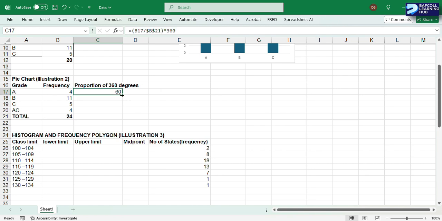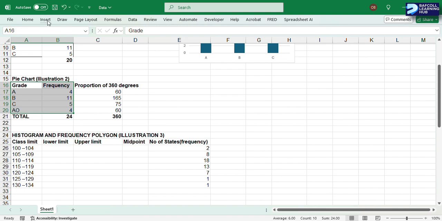Alright, that's giving me 60 degrees. Then I can come down for the rest. So you can see that if I add everything, it should give me 360 degrees. Okay, so that's how you go about with the proportions. Now I can use the grade and the frequency to compute my pie chart.